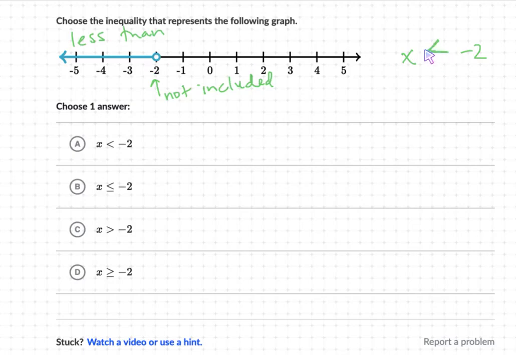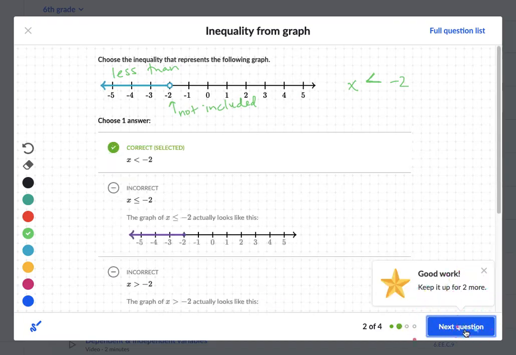The less than sign shows the smaller side first, going from left to right. And remember, we don't have an equal sign because we're not including -2. So this is x is less than -2. So all these numbers shaded in are less than -2. -2 is not shaded in because it is not less than itself. It's actually equal to itself. So there's no equal sign. So you should have chosen A as your answer. Okay, so that's how you're going to solve those problems. You're just trying to read what the inequality is showing us.